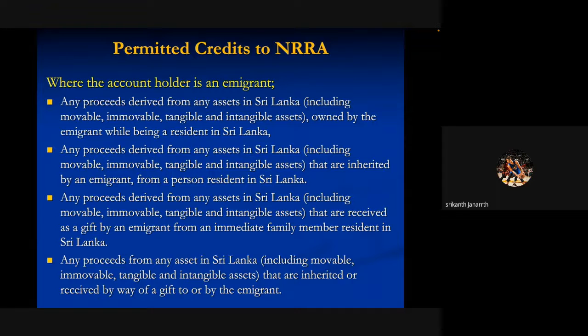Any proceeds from any assets, including movable, inherited or received by way of a gift by the immigrant, whatever amounts you are getting from an immediate family member. Let's assume that you are migrating, right? You have an asset, you sell that asset, and your money can come into NRRA as a credit. You have got some asset from your inheritance, a portion of the asset is sold, and whatever amount belongs to you, you put into the NRRA. Some of your immediate family members gift you, whatever financial amount, you put into NRRA. So it is inherited, it is gifted, it is owned by you. Everything goes into NRRA as a credit, right?